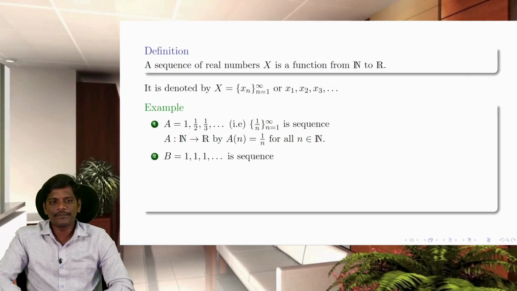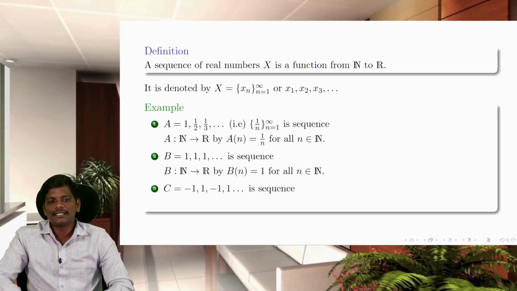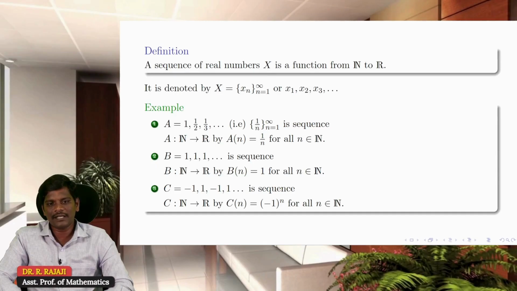Next example: let b = 1, 1, 1, etc. This is a sequence because b is a function from N to R defined by b(n) = 1 for all n in N. Third example: c = -1, 1, -1, etc. This is a sequence because c is a function from the set of all natural numbers N to the set of all real numbers R defined by c(n) = (-1)^n for all n.